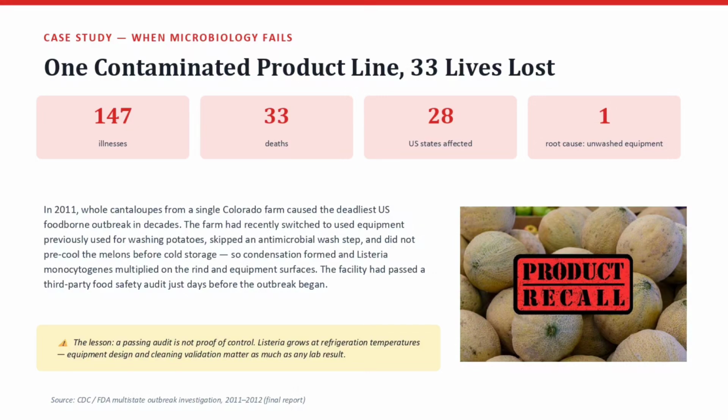I want you to hold on to that image of a passing audit sitting right next to an active outbreak, because you will see versions of that gap again throughout this level.